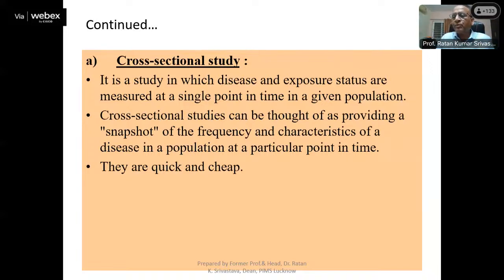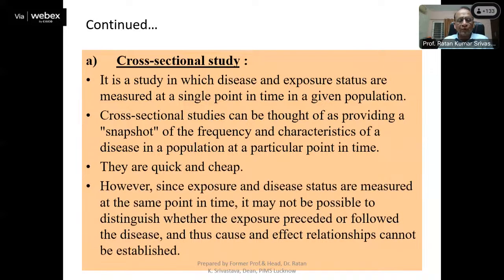You may make a team of 2 members. You calculate how many days it will take. Going there, you request the school teacher that the students be spared from the classroom for half an hour. One by one, you take their interview. So anyway, it is quick and cheap because you do not have to do follow-up. However, since exposure and disease status are measured at the same point of time, if somebody is getting exposed, if somebody is suffering from disease, only at that point of time, it may not be possible to distinguish whether exposure preceded or followed the disease. You cannot comment. If you follow a group of people for 6 months, then you can say, yes, 10 people were exposed.